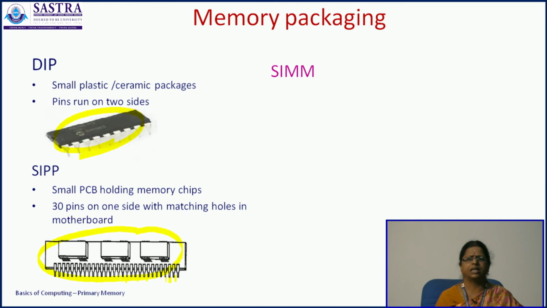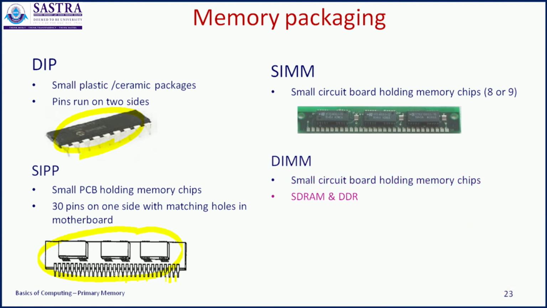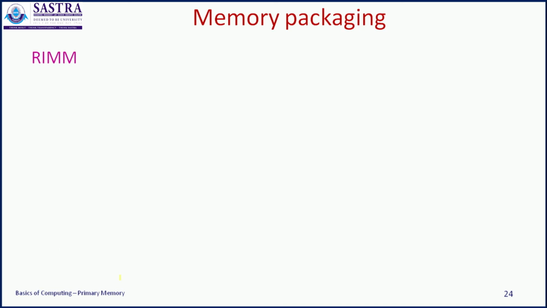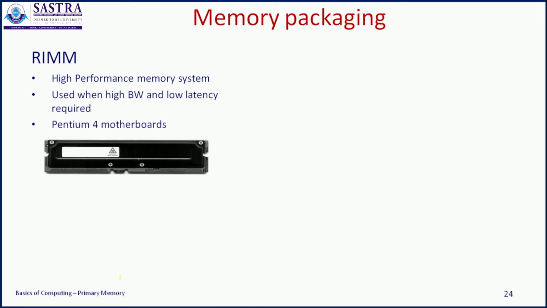We also have SIMM, which is single inline memory module, a small circuit board holding memory chips, 8 or 9. DIMM is dual inline memory module. This is also a small circuit board holding the memory chips. This packaging is used in SDRAM and DDR. Next is RIMM. It is a high performance memory system, used when high bandwidth and low latency is required. It is found in Pentium 4 motherboards.